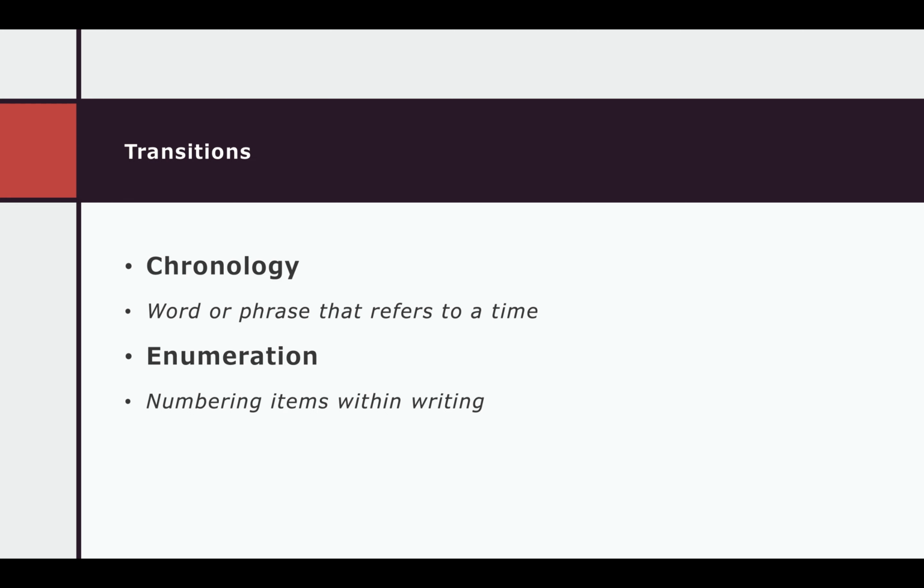So at times it's necessary to make the chronology or order of events clear for the reader. You can use chronology words to make it clear to the reader what happened when by giving a time. And enumeration is a way to bring in numbers when you're writing. Again, depending on the content of your piece, it might be important to give scale to help people understand the scope of what you're talking about.